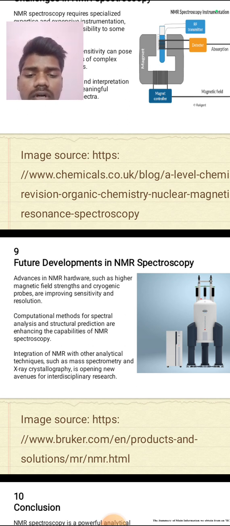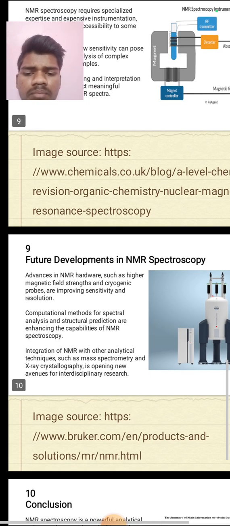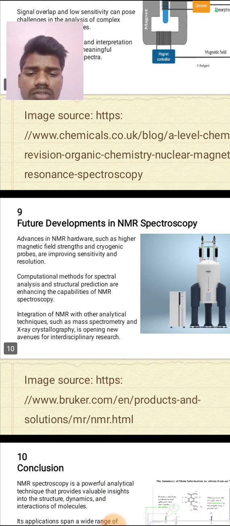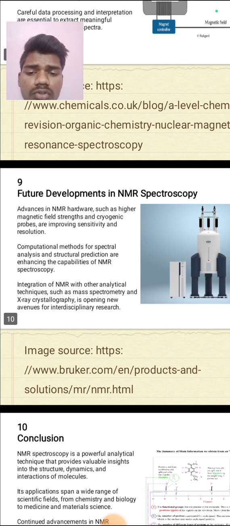Ninth one, future developments in NMR spectroscopy. Advances in NMR hardware, such as higher magnetic field strengths and cryogenic probes, are improving sensitivity and resolution. Computational methods for spectral analysis and structural prediction are enhancing the capabilities of NMR spectroscopy. Integration of NMR with other analytical techniques, such as mass spectrometry and X-ray crystallography, is opening new avenues for interdisciplinary research.